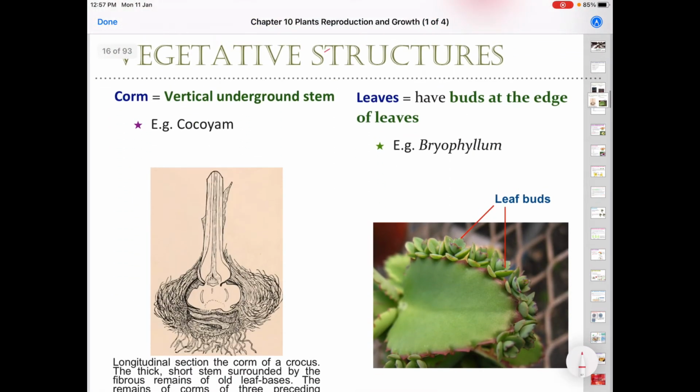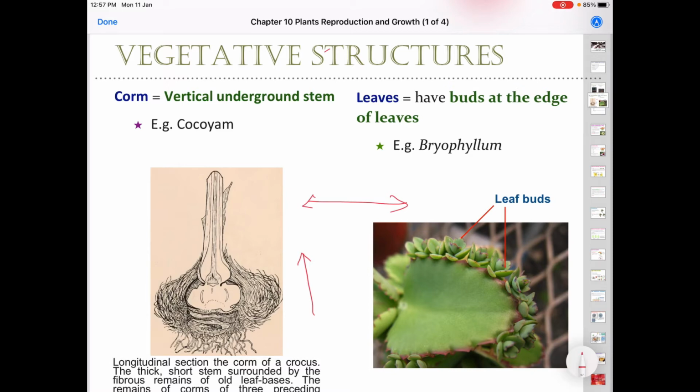This is the corm, another underground stem, which is vertical. Vertical means the position of the corm is upright, not horizontal. Horizontal is like this, it lies. The example is cocoyam.